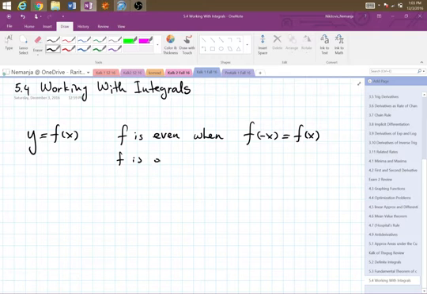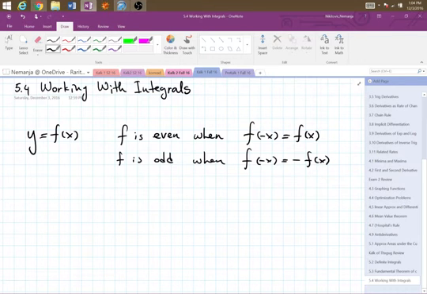A function is odd when f of negative x is equal to negative f of x, like x cubed minus 3x, in which case it works with a negative. Sine is an odd function, tangent is an odd function. You memorize those, and you learn why in Calc 2. And you also have that cosine is an even function.